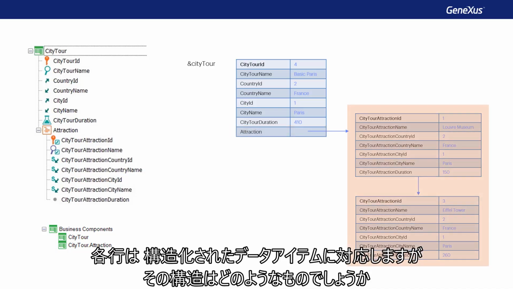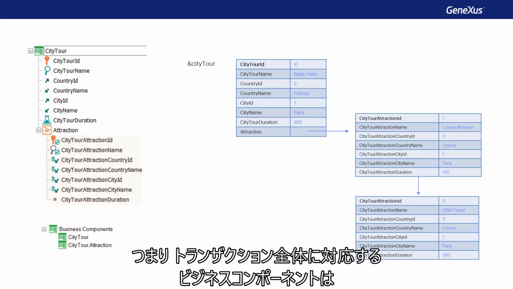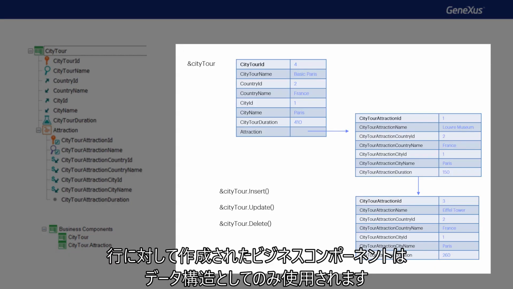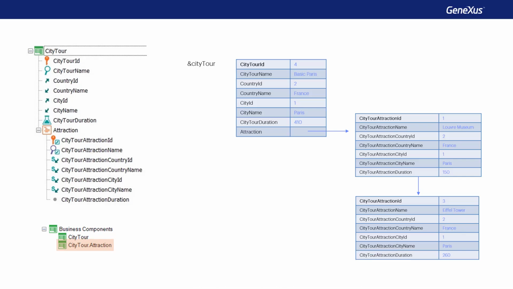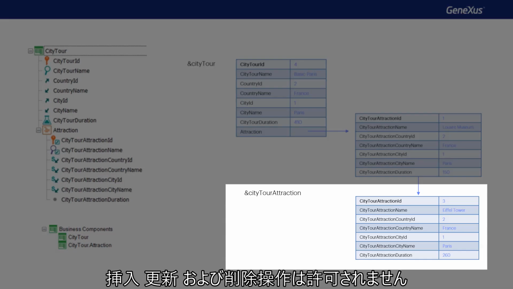Each line will correspond, in turn, to a structured data item. With what structure? That of the business component City Tour Attraction, which is the one for each line of the transaction. That is, while the business component corresponding to the transaction as a whole is the one that will allow us to perform the insert, update, and delete operations on the database, the one created for the lines is only to be used as a data structure. These other operations will not be allowed.